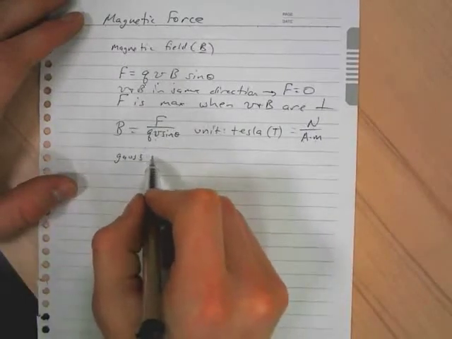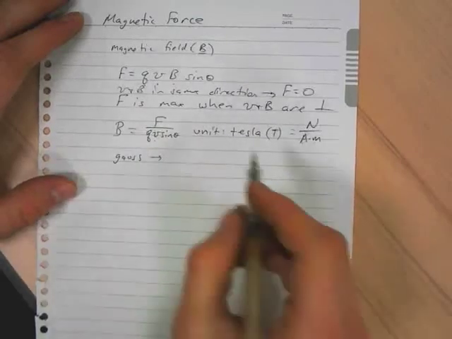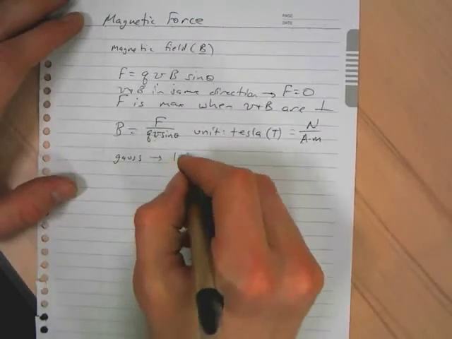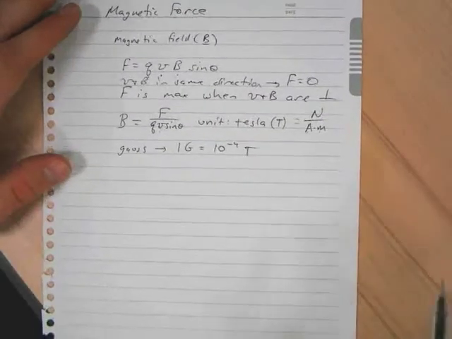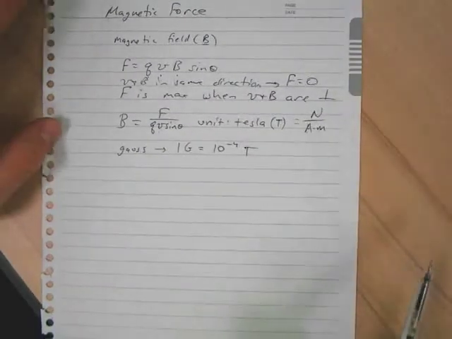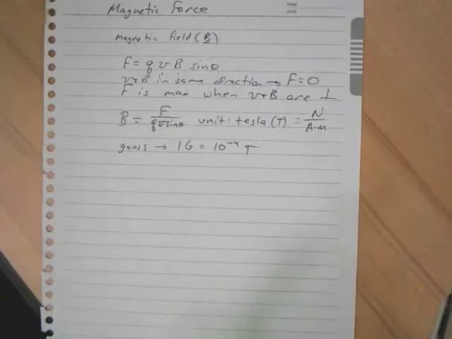The Gauss is a unit that's commonly used, and 1 Gauss is just 10 to the minus 4th Tesla. That's used because it's more convenient for the magnitudes of what magnetic fields actually are.